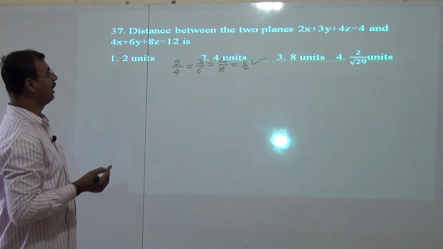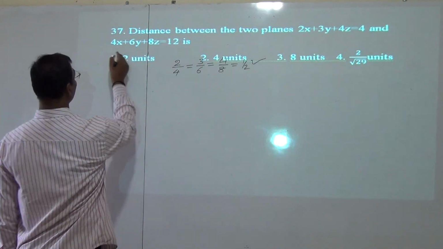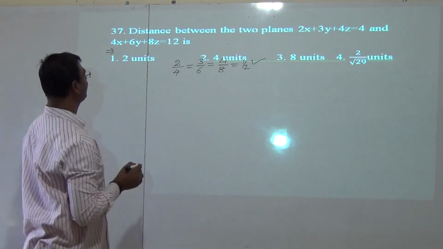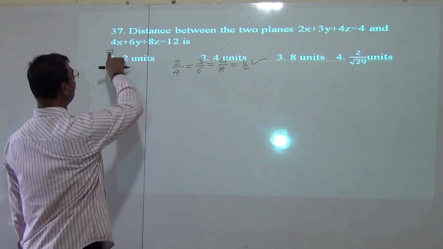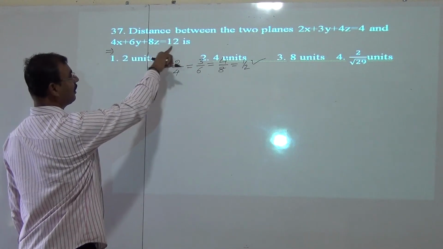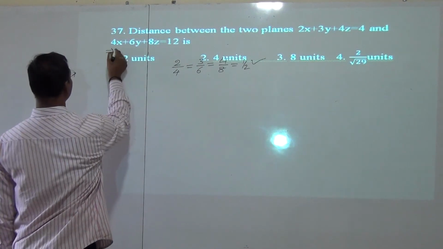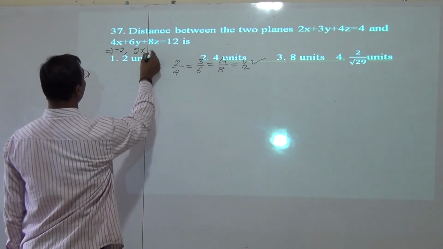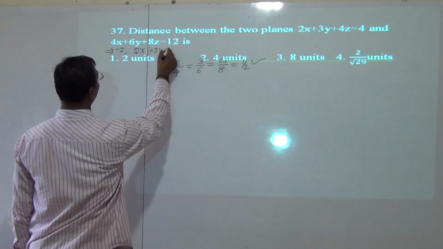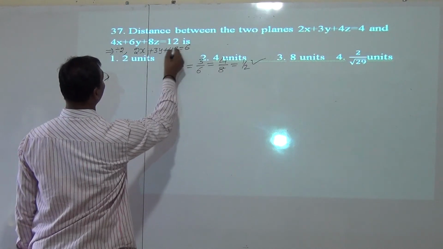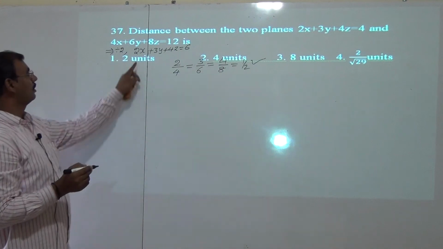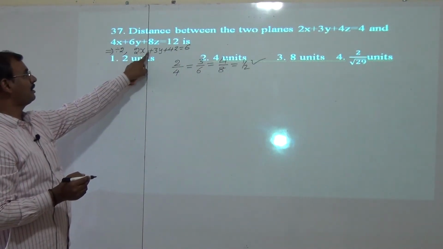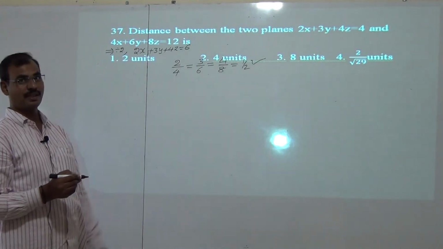Cleared? So to make the terms equal, I take this plane 4x plus 6y plus 8z equal to 12. Throughout this plane equation, divide by 2. So dividing by 2, we get the plane equation 2x plus 3y plus 4z is equal to 6. So now we get equal values for the x coefficient, y coefficient and z coefficient.